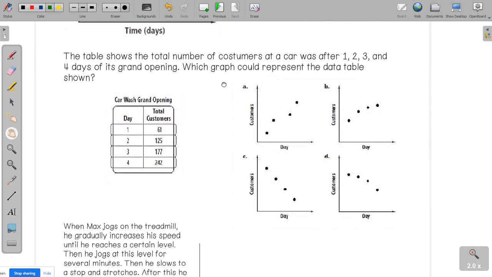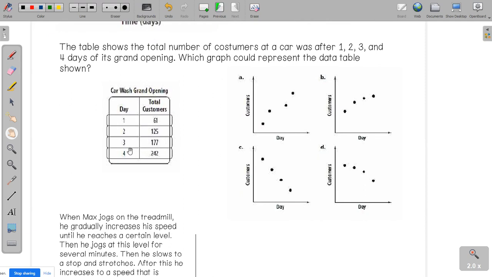Okay. This table here shows the total number of customers at a car after 1, 2, 3, and 4 days of its grand opening. What graph over here can represent this data? So let's look at this. Day 1, there's a total of 61 customers. Then day 2, there's a total of 125 customers. What's the difference between day 1 and day 2? The difference is 64 customers.